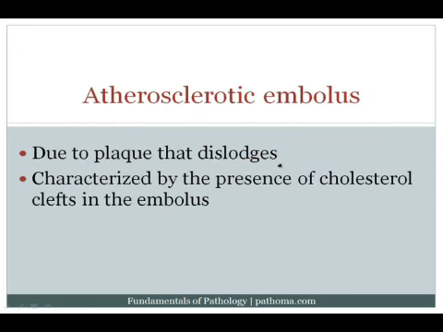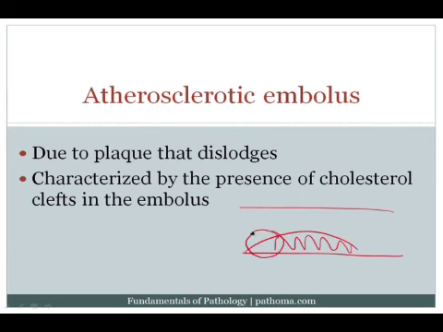Another type of embolus that can occur is called an atherosclerotic embolus, and the idea here is that the patient has atherosclerosis, so imagine that there's an atherosclerotic plaque here in the blood vessel, and a piece of this atherosclerotic plaque breaks off and then travels down the blood vessel and then lodges someplace else. So that's called an atherosclerotic embolus. And again, it's due to dislodging of a plaque. And when you look at the embolus, the way by which you know that it arose from atherosclerosis is that you'll see cholesterol clefts in the embolus. And that's key, cholesterol clefts in the embolus.